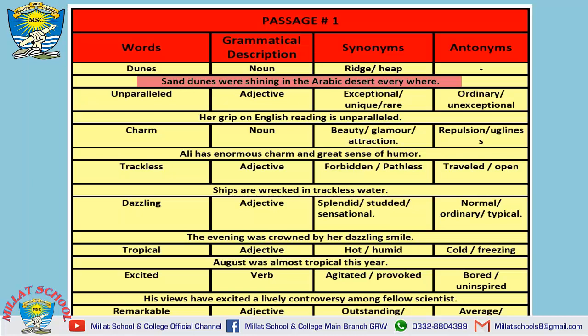The next word is unparalleled. In the grammatical description, it is an adjective. Its synonyms are unique, rare, extraordinary. Its antonym is ordinary. The sentence is: her grip on English reading is unparalleled. The next word is charm, and it is a noun in grammatical conception, and the synonyms of charm are attraction, beauty and all these things. He has enormous charm and a great sense of humor.